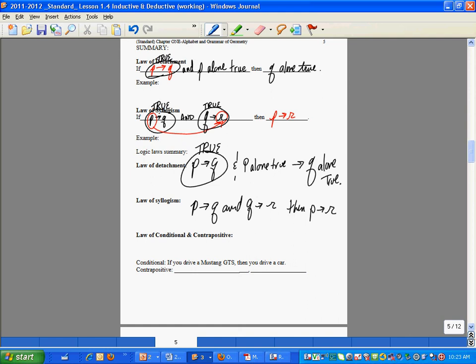Wait, was that the line? This was the example. If you drive a Mustang GTS, then you drive a car. The contrapositive is: if you don't drive a car, then you don't drive a Mustang. That shows the contrapositive is true. Take a look on page 7.